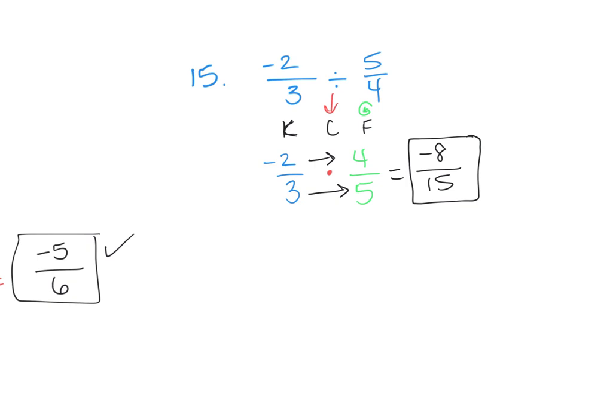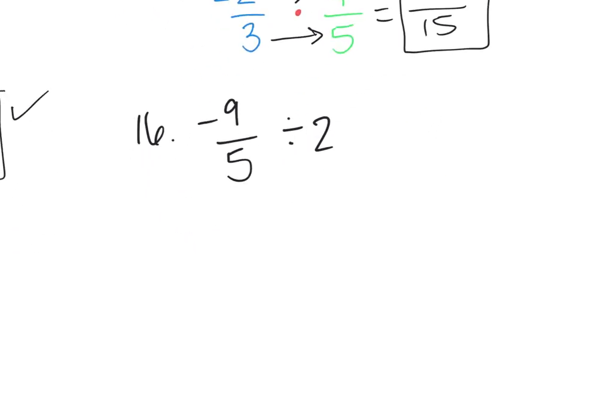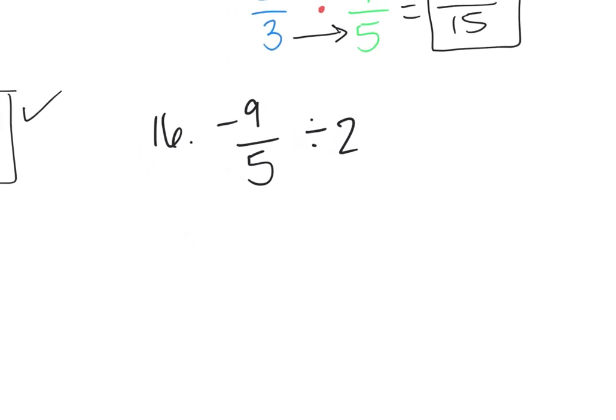Our last problem is going to be negative 9 over 5. This is number 16, negative 9 over 5. And we're going to divide it by 2, okay? Now, let's go ahead and rewrite this. Before we start to keep, change, flip, we got to rewrite this. So we're going to write negative 9 over 5 divided by, we're going to change 2 into 2 over 1, okay? We want to make both numbers, or integers, fractions, okay?